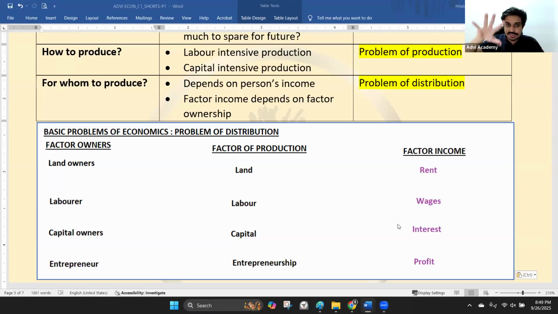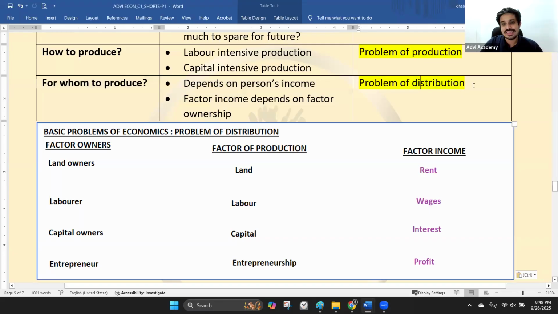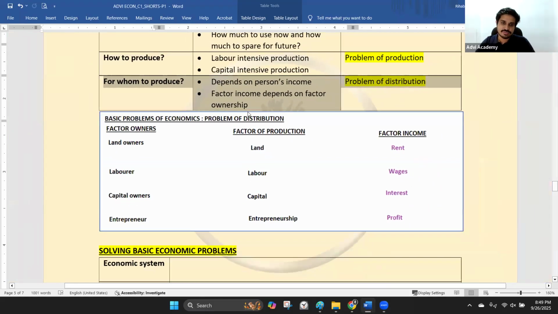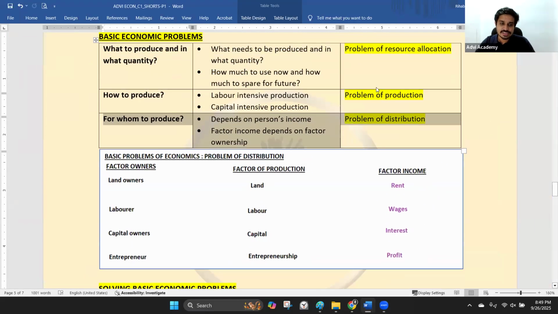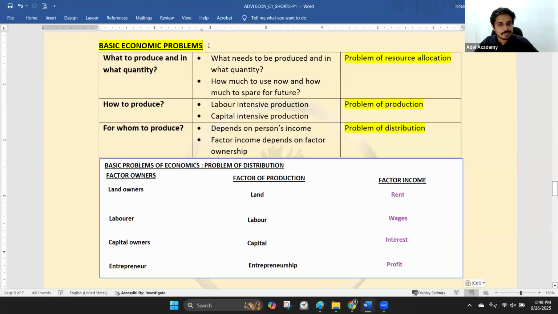So this is the one that decides who is going to buy. People with the most amount of factor income will be able to afford everything. People who have less factor income will not be able to afford a lot of things. So that is basically the problem of distribution, for whom to produce. That's it. That is the summary of this section. So you just have to remember this part, and that's your basic economic problems part.